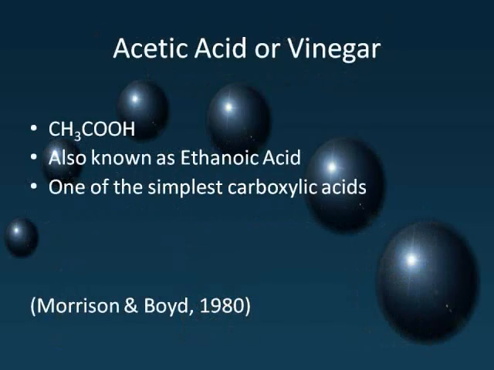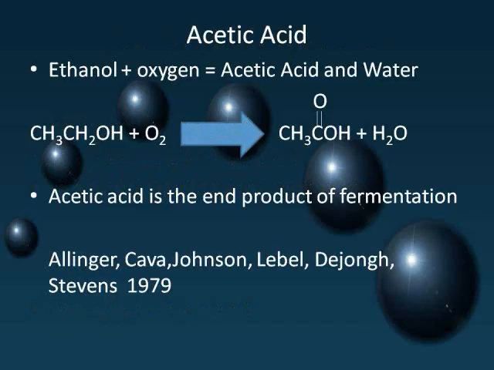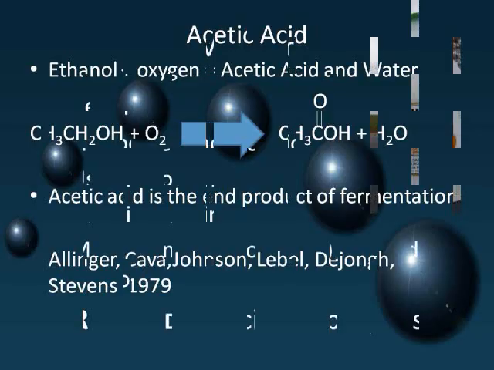Acetic acid or vinegar is also known as ethanoic acid. Vinegar or acetic acid is the end product of fermentation, meaning the start of the process is glucose turning into ethanol and ethanol turning into acetic acid. All of the processes are aided by bacteria, adding oxygen to the starting compound. There are additional ways to make acetic acid, however, for simplicity I am focusing on this method.